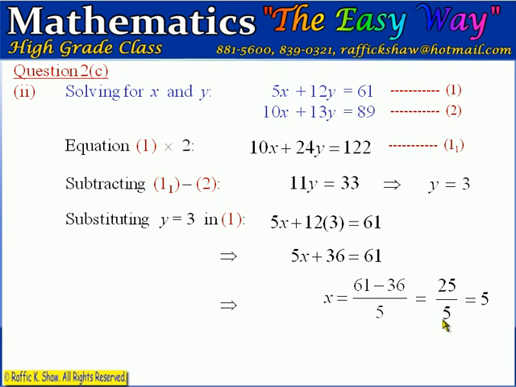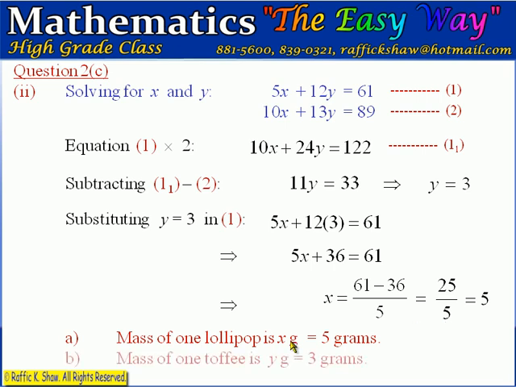And so we now can write the solution in terms of the mass of lollipops being x gram, that is 5 grams because x is 5, and the mass of one toffee, which is y gram, is actually 3 grams because, as we said, y is equal to 3. And so that's the answer for this part of question 2, and we'll do our next question, question 3, in our next video. See you then.